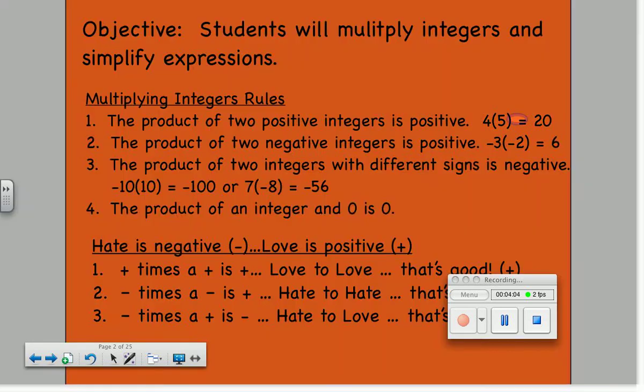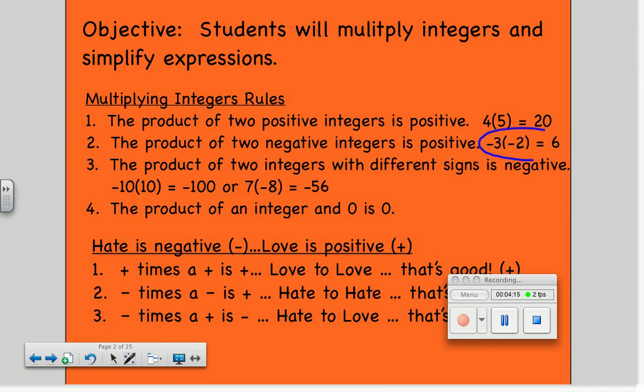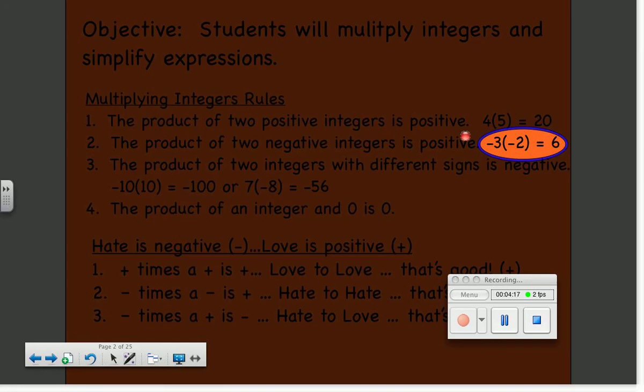The next one says, when I multiply two negative integers, I also get a positive result. So again, my two factors are -3 and -2. When I multiply a negative and a negative, I get a positive. So, just like we just showed. So, -3, -2 changes to the opposite of what it is. -2 becomes positive, and 3 times 2 is 6, so it's +6.